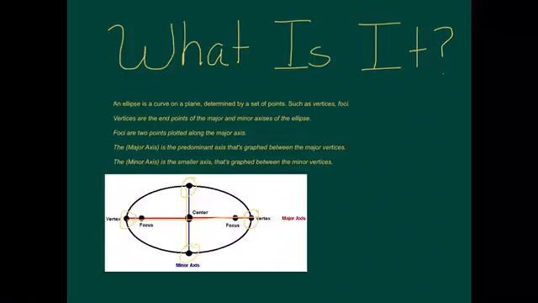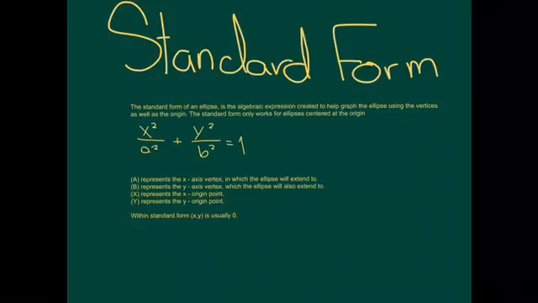vertices. The standard form of an ellipse is the algebraic expression created to help graph the ellipse using the vertices and the origin. The standard form only works for ellipses centered at the origin. This is because x and y are points at the origin. A and B are our x and y axes vertices. A will represent our x-axis vertices, and B will represent our y-axis vertices.